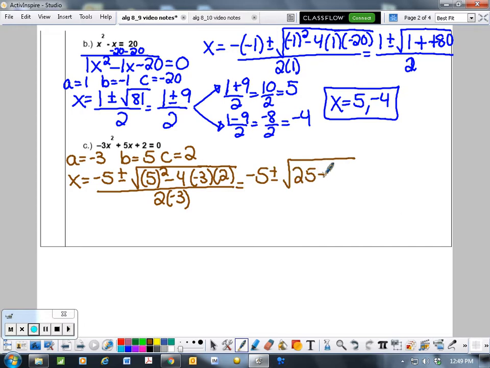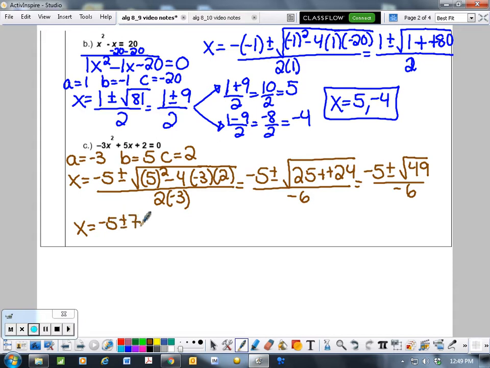ahead and multiply, and we get -24. Negatives cancel out, whole thing over -6. So this becomes -5 plus or minus the square root of 49 all over -6. Square root of 49 is 7. So x equals -5 plus or minus 7 over -6. Then we split up: -5 plus 7 over -6, and -5 minus 7 over -6.